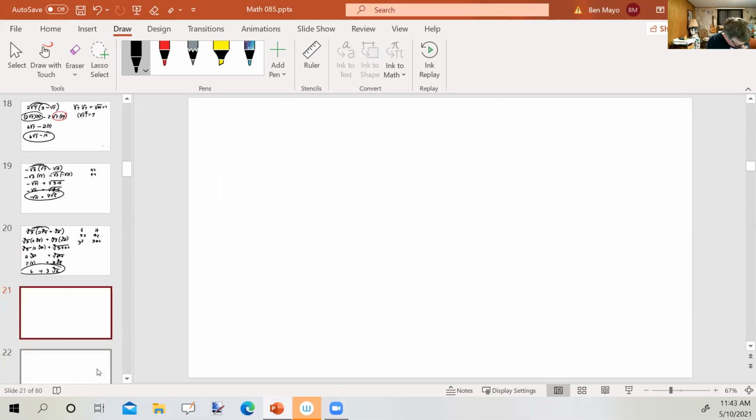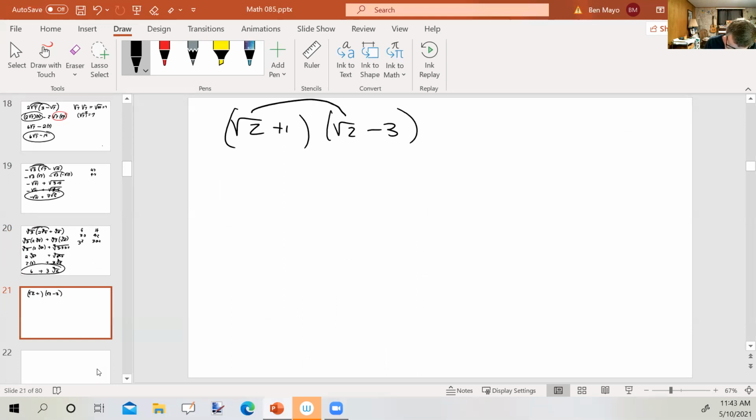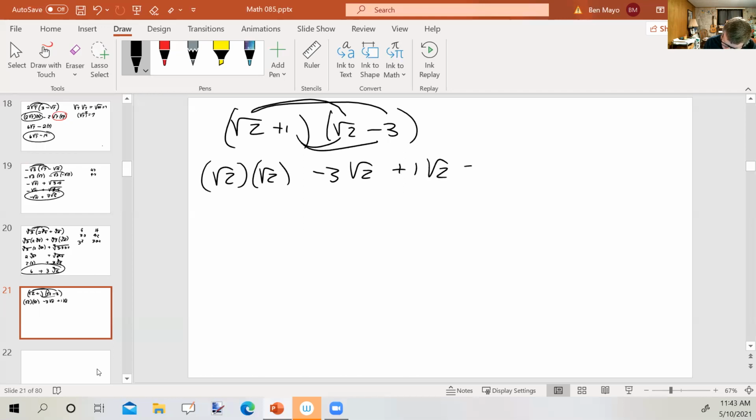All right, now, this is kind of like foiling polynomials. It says, multiply and simplify. All variables represent positive real numbers. In case we run across any variables here. The square root of 2 plus 1 times the square root of 2 minus 3. So we're going to get 4 products. The square root of 2 times the square root of 2 minus 3 square roots of 2 plus 1 square root of 2 minus 3.